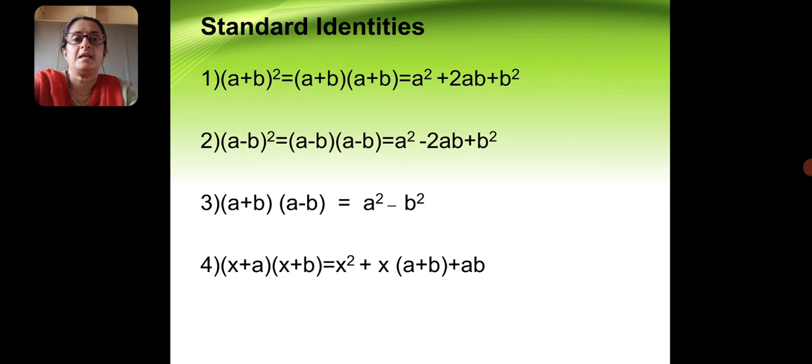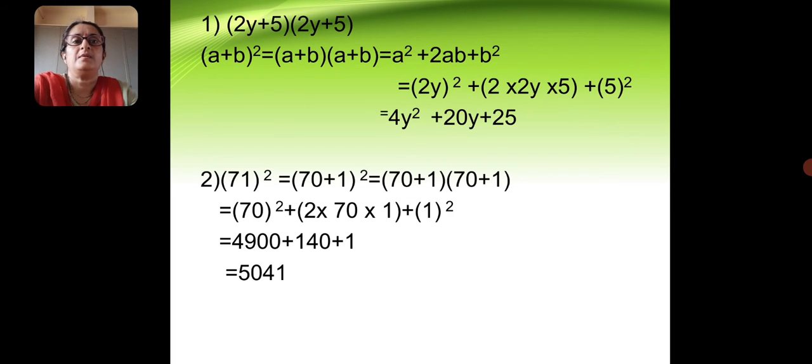Let us start with the exercise now. First is (2y plus 5) and (2y plus 5), so it is (2y plus 5) the whole bracket square. There are two terms, one is 2y and the other is 5. So we will consider 2y as a and 5 as b, and then we will solve it. How are we going to solve it? (a plus b) the whole bracket square is a square plus 2ab plus b square.